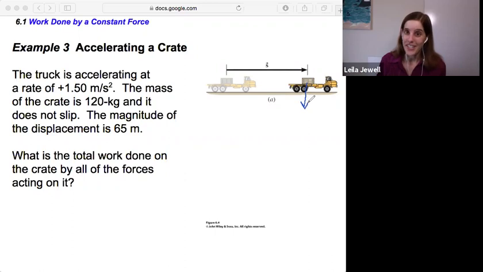Hopefully you have that one down by now. So that's the weight of this. All right, any other forces acting on our crate? Another force is the normal force, right? It's in contact with the truck bed, so that's going to exert a normal force on it. And what direction will that be? It's going to be up, right? Normal to the surface.